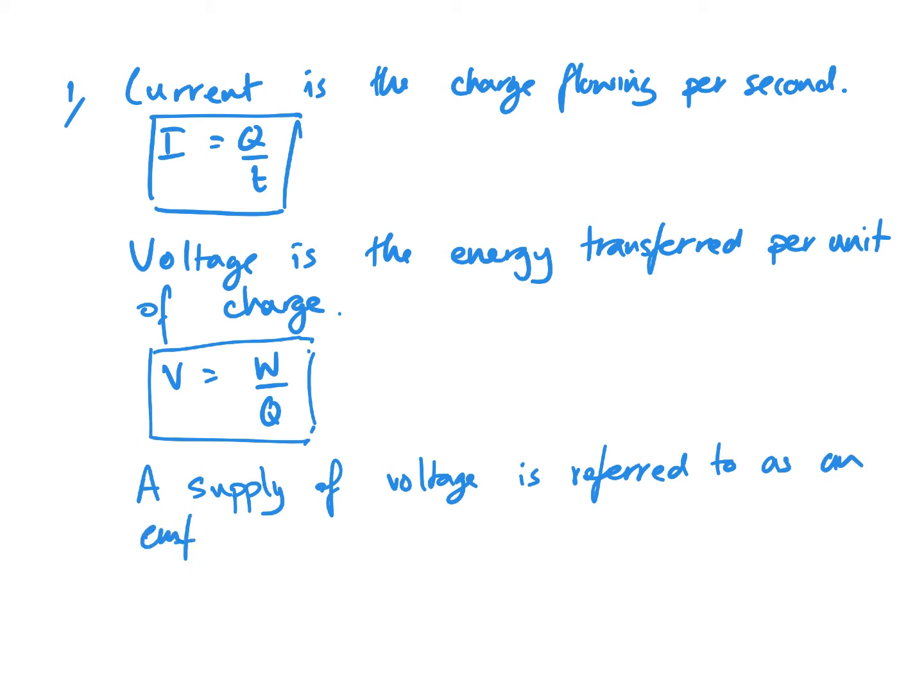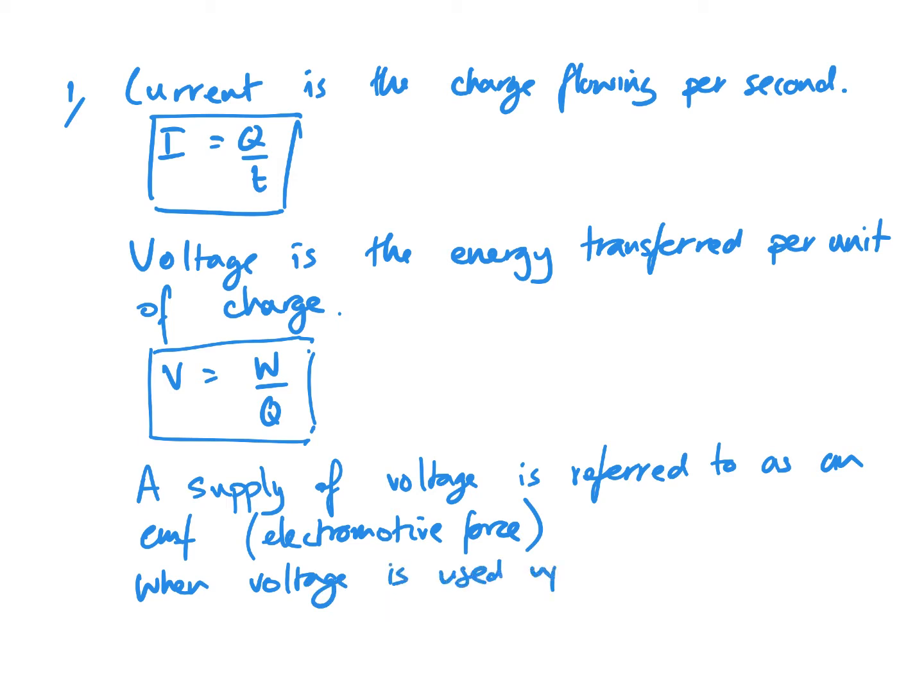is referred to as an EMF, which stands for electromotive force, a kind of historical term for it. And when voltage is used up, so when energy is transferred from the circuit to an external device, this is referred to as a potential difference, or PD.